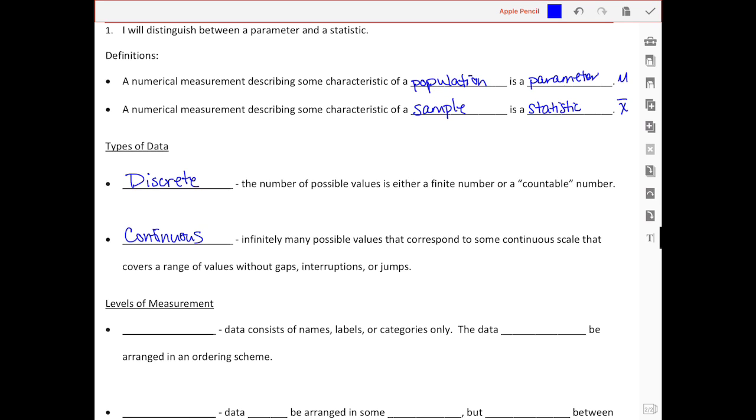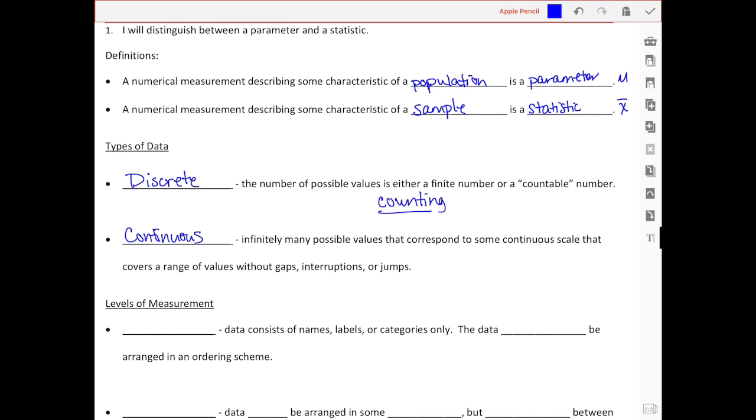Discrete data is where the number of possible values is either finite or countable. So if you are counting your data, then you've got discrete. If I wanted to count how many boys are in this class, I would just do that. I would count them. And I would be able to see at that time how many there are. So that is discrete data. It's usually going to be whole numbers on these. It doesn't have to be, but typically it's your counting numbers.